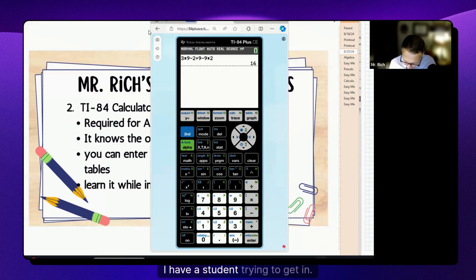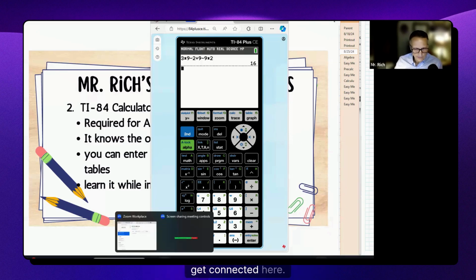All right, I have a student trying to get in. All right, let me see. So bear with me. I'm going to try to help a student get connected here.